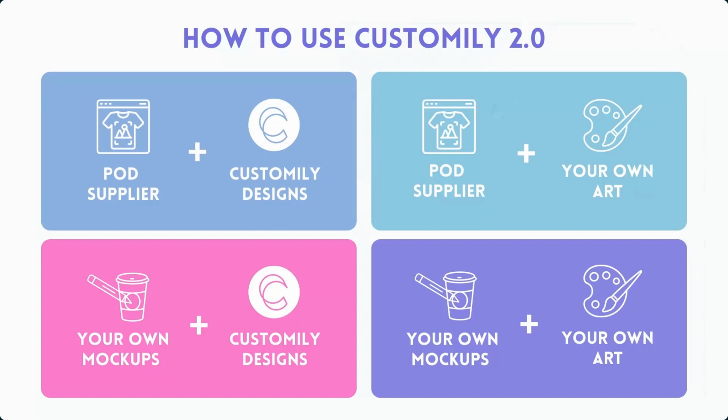For example, you're going to be working with a print-on-demand provider who has its own product catalog, and you can add a Customily design to that product. This is the fastest path and the one that allows you to have a finished, published, and customizable product ready to go and sell in minutes.